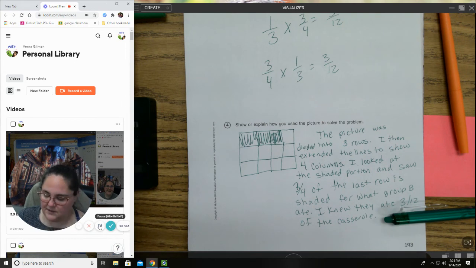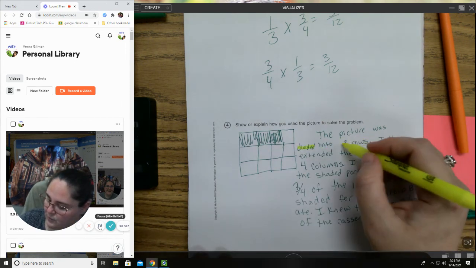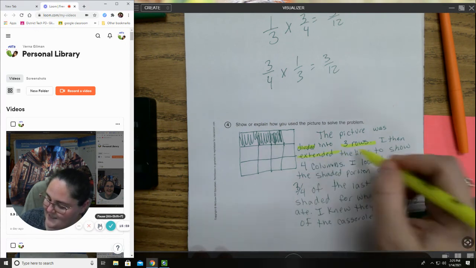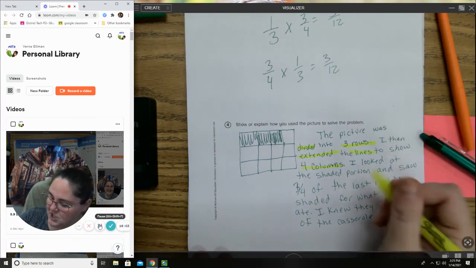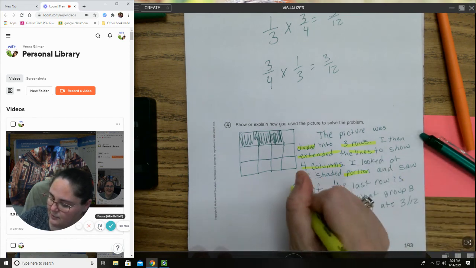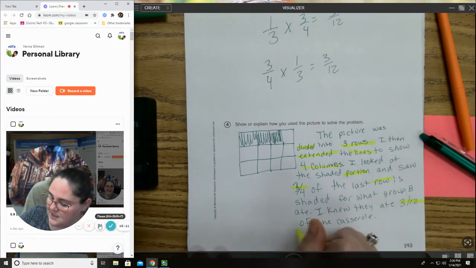All right. So let's look at all the math words I used. It was divided into 3 rows. I extended the lines to show 4 columns. I looked at the shaded portion and saw 3/4 of the last row is shaded for what Group B ate. I know they ate 3/12 of the casserole.